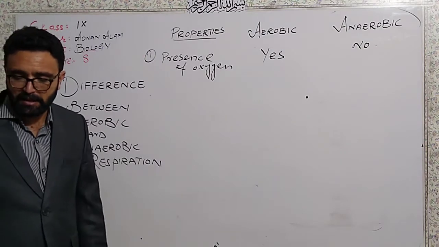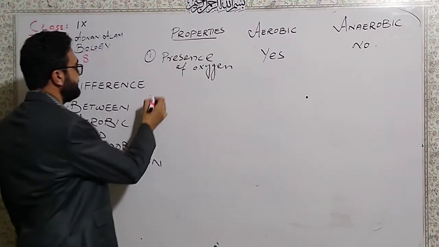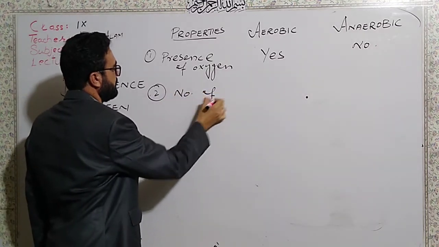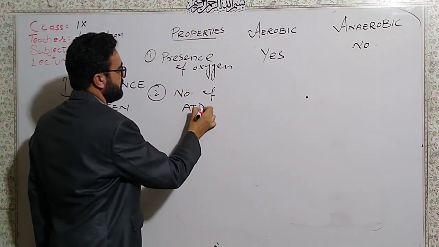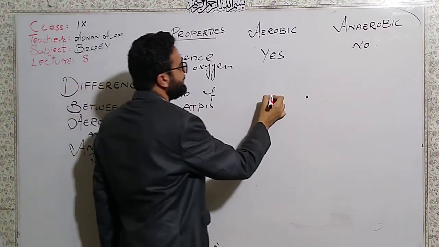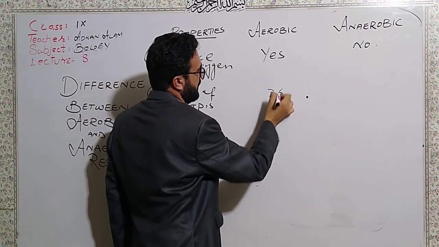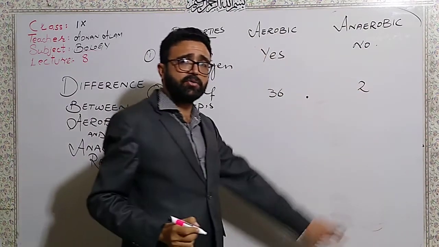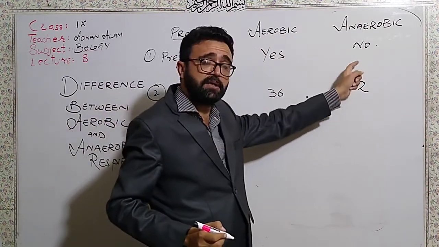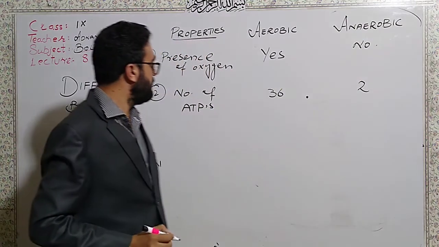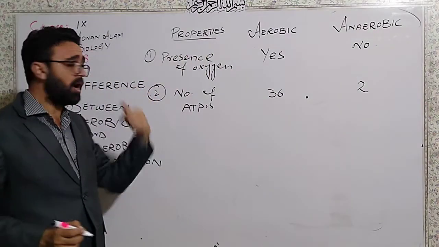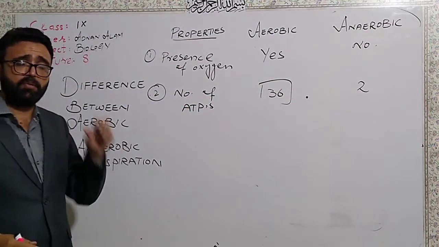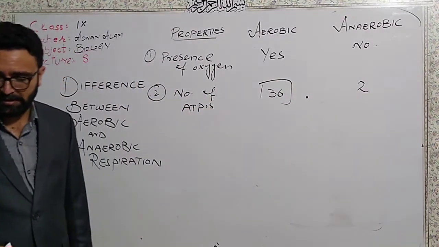The second property is the number of ATPs. 36 ATPs are produced in aerobic respiration, and in anaerobic just 2 ATPs. And these are the ATPs which were found in glycolysis. And how the 36 ATPs are found, in the previous topic we explained them in detail.